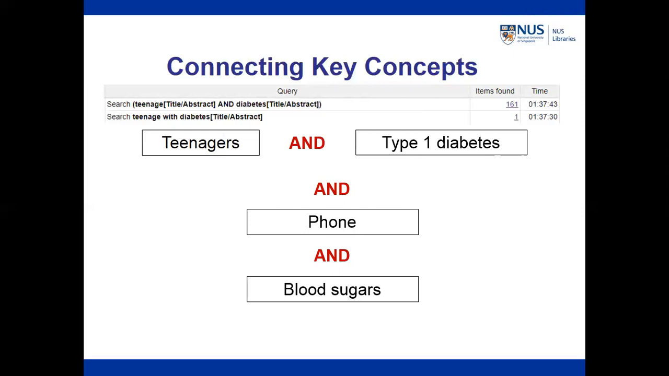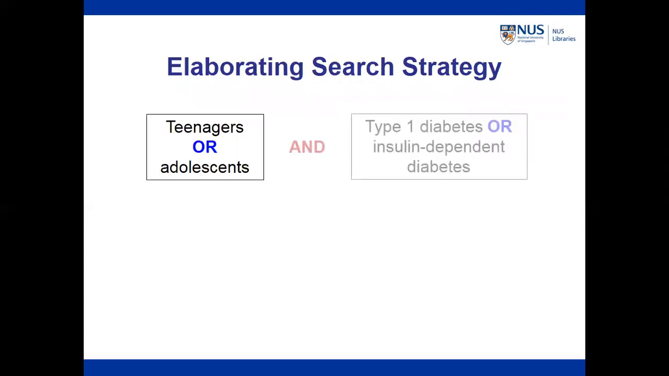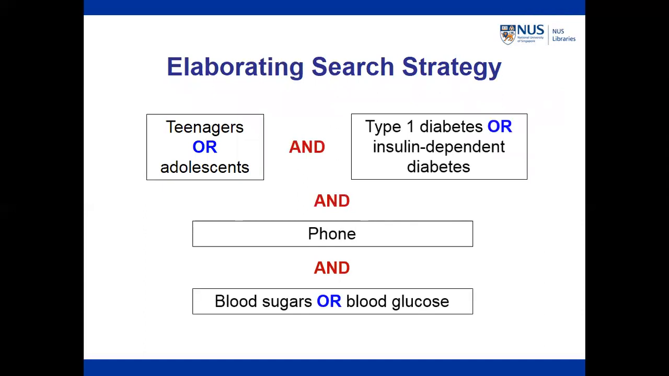In this session, I do not want to drop because I want smaller results as well as to show you how to use the Boolean operator OR to increase the number of results. In this example, I'm likely to get the results with different combinations such as teenagers or adolescents with type 1 diabetes or insulin-dependent diabetes who use phone to control their blood sugars or blood glucose. Now you know why and how to use Boolean operators AND and OR.